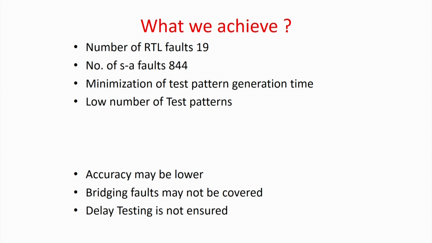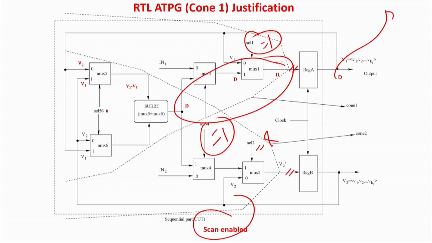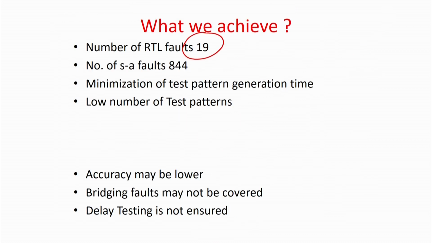The number of RTL faults in this whole circuit, if you consider, is something around 19. Now I have also synthesized the circuit, and the number of stuck-at faults, where I have simply considered the inputs and outputs as only 8-bit numbers, is around 844, including fault collapsing, etc. So you can see that the jump is so high.